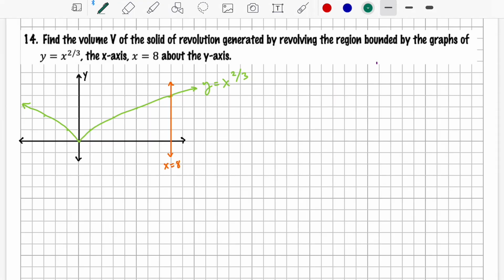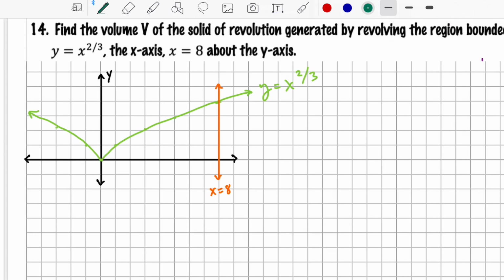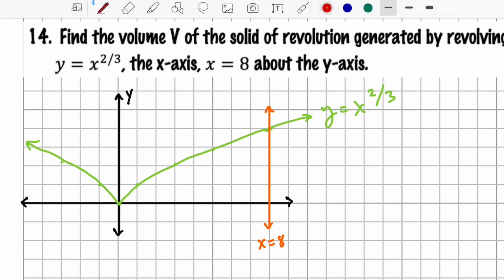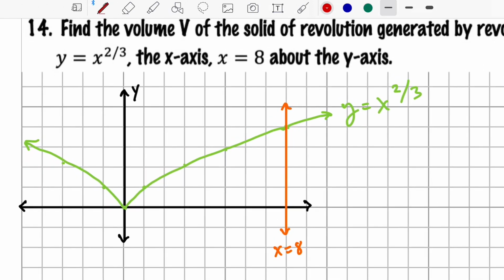Okay, next example. Find the volume of the solid of revolution generated by revolving the region bounded by the graphs of y equals x to the 2/3 power, the x-axis, x equals 8, about the y-axis. Okay, so let's show the axis of rotation about the y-axis there. That tells me I need to change this equation, solve for x. This one already has x equals 8. It's already x equals something, so that's good.